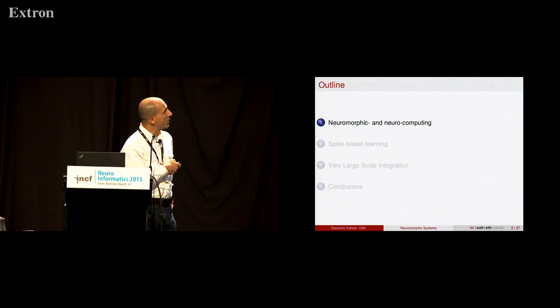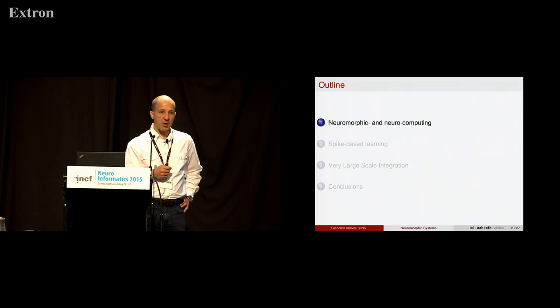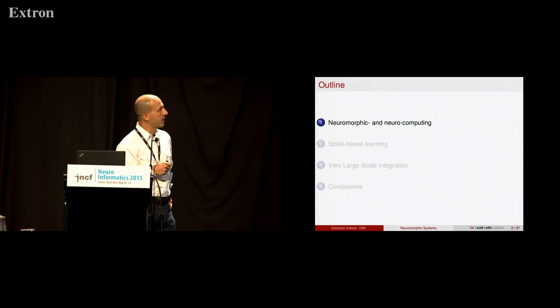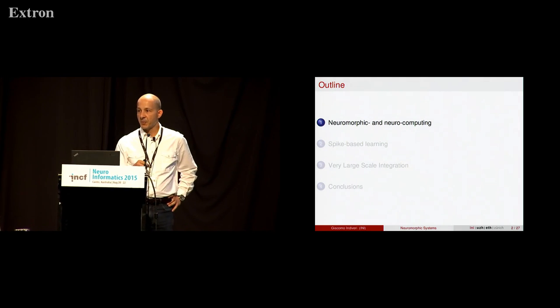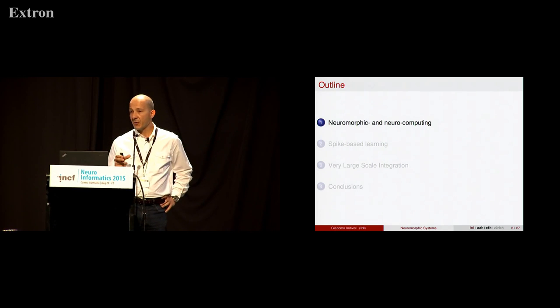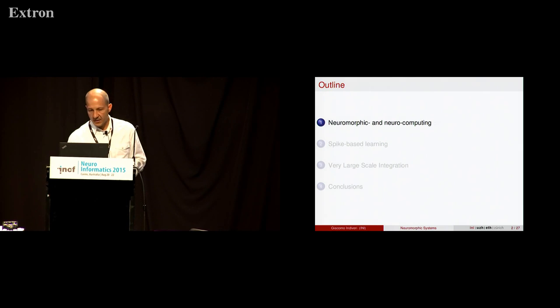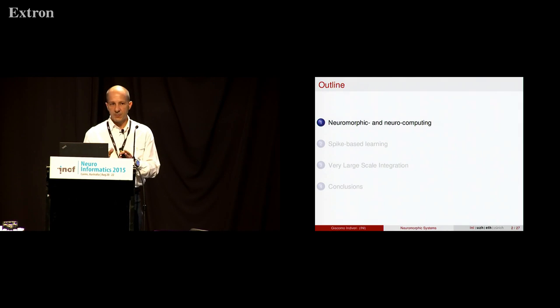Neuromorphic computing is a relatively younger field. Mark was mentioning Carver Mead, who coined the term neuromorphic in 1992 in a paper in the Proceedings of the IEEE to refer to hardware implementations of neurocomputing algorithms. It's a field that started in the early 90s, maybe late 80s, but has now become very, very popular.